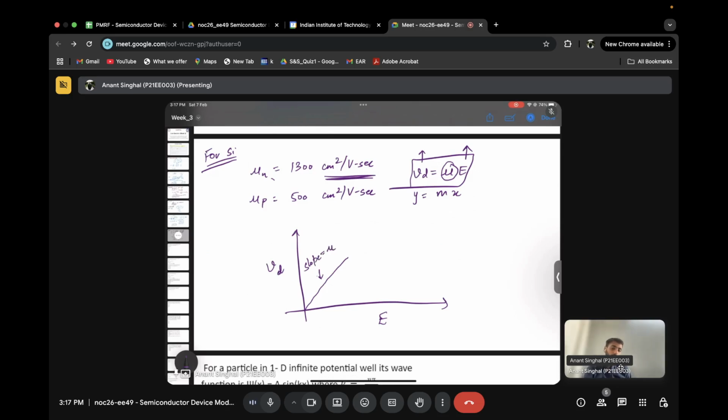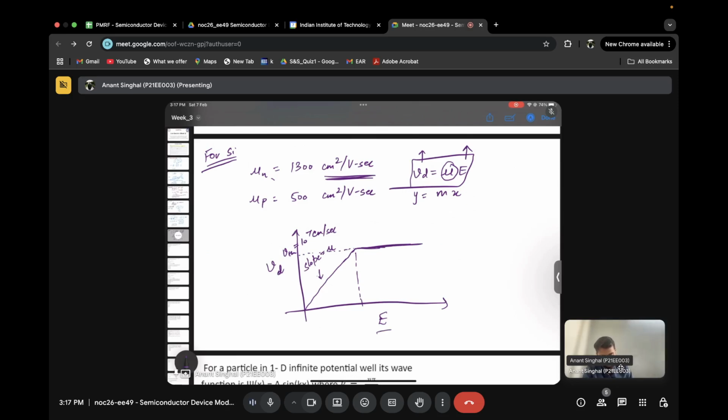But now we have also read that there is a thermal limit that the electron cannot attain a speed greater than the thermal velocity. So let's say that velocity is around here, which I'm denoting as VTH. Let's say this is, for example, 10 to the power 7 centimeter per second. So it will increase, but since the electron cannot achieve a velocity greater than the thermal velocity, it will saturate at some point. So this is how a VD versus electric field curve actually looks.